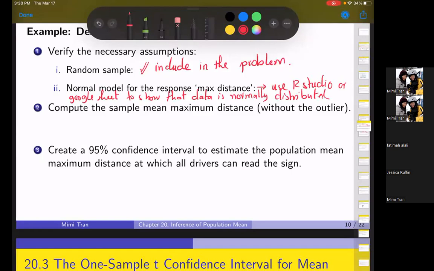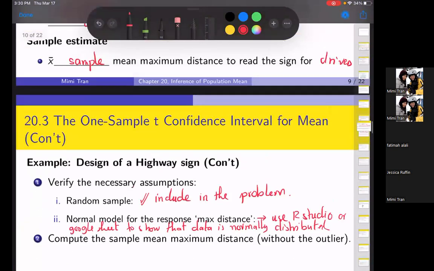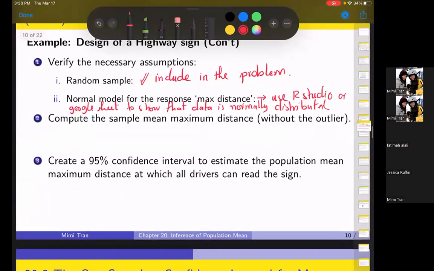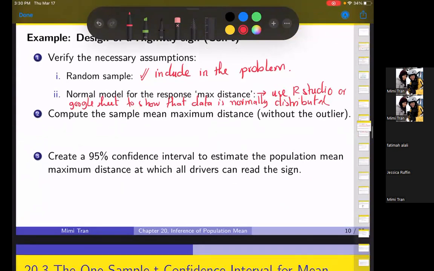On the exam, you say there's no mention of normality in the question, so we're going to rely on the CLT. However, the sample size of 16 is not going to satisfy the CLT, so we're going to graph. After the graph, it's not even normal, so you remove the outlier, and then it's normal. So you can explain a bit more. I don't have enough space here, so I didn't say much.